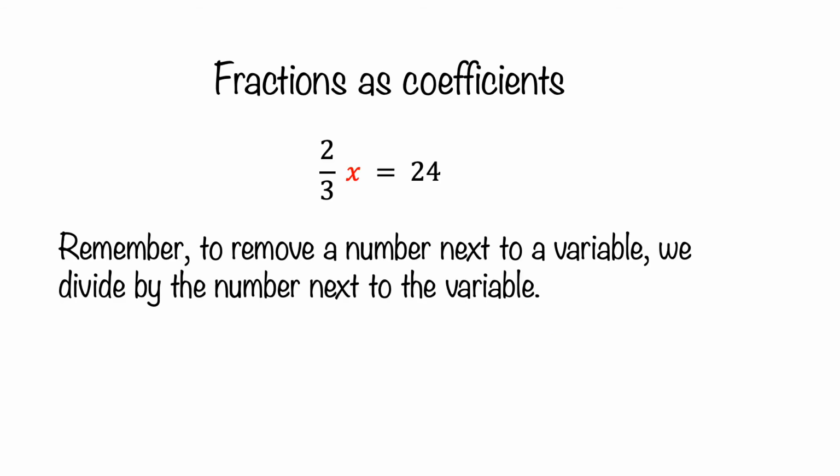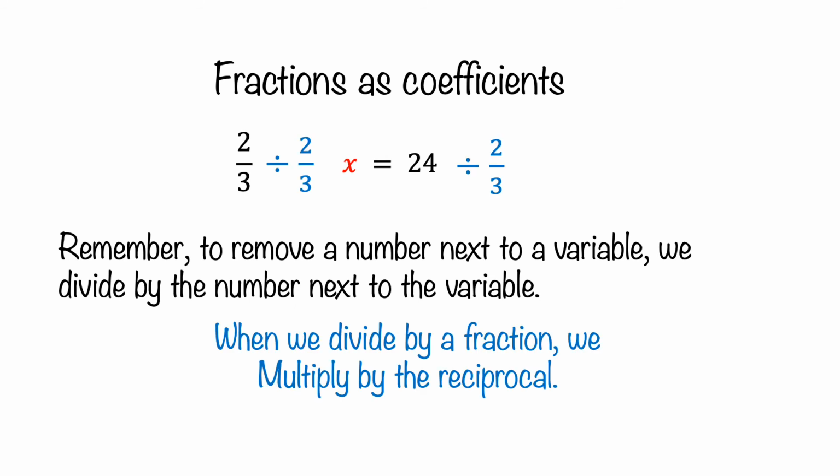Today we're going to add a new type of coefficient. Sometimes we'll see equations where we have fractions as coefficients. The number next to the variable here is 2/3. To move a number next to a variable, we divide by the number next to the variable. In this equation, because 2/3 was next to x, we're going to divide by 2/3 on both sides. Divide by the number next to the variable.